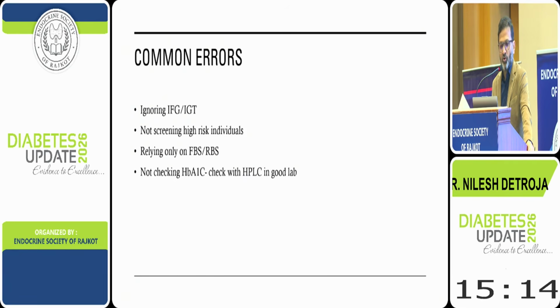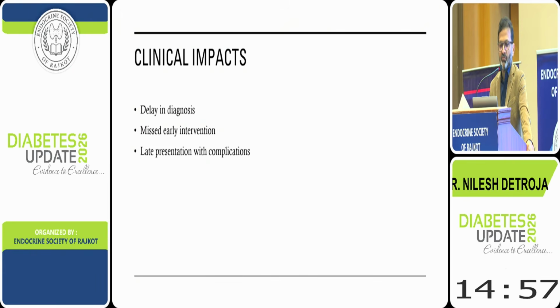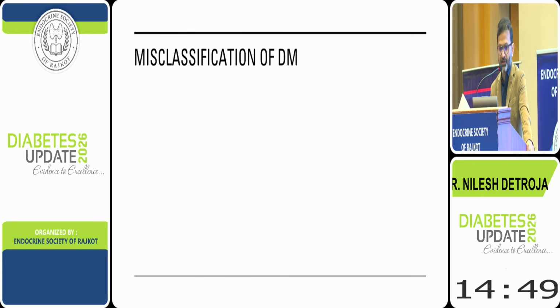So common errors we are making: ignoring IFG, IGT. We are not screening high-risk patients. We are relying only on a single fasting sugar or single random sugar, not checking HbA1c, that too in a good lab with HPLC method. Because of that, diagnosis is delayed. We are missing early intervention, and patients present at a later stage with already established microvascular complications.